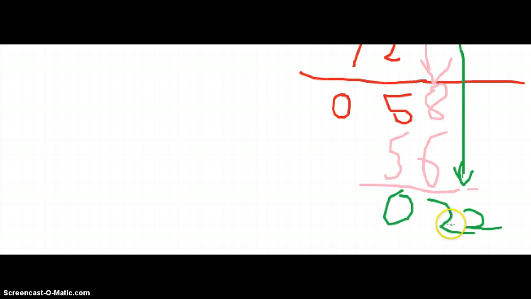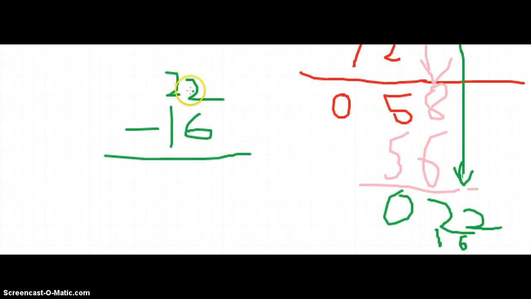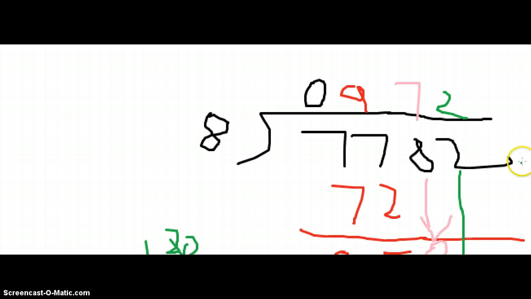So you write 16. And 22 minus 16 equals 6. So 6 is your remainder, and 972 is your quotient. Now you find the decimal.